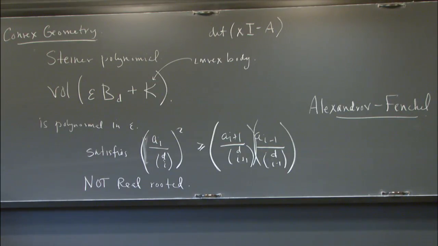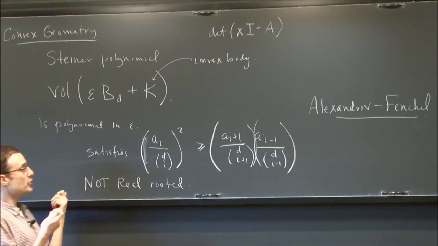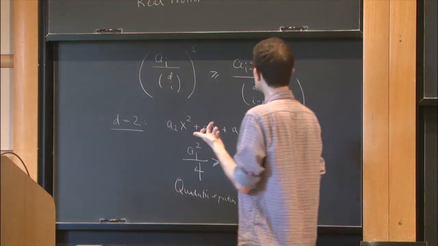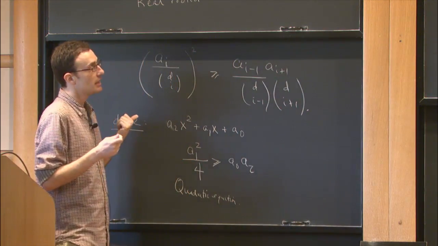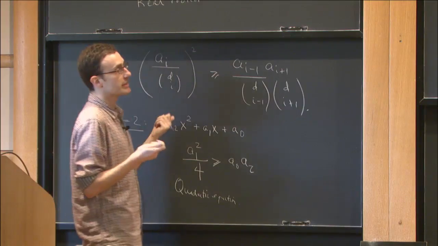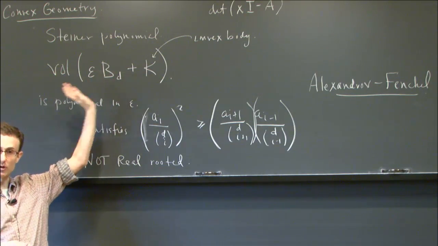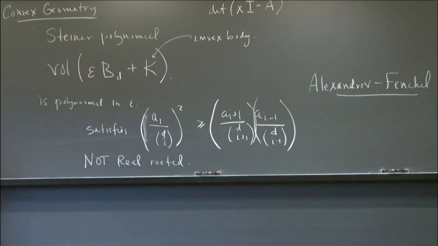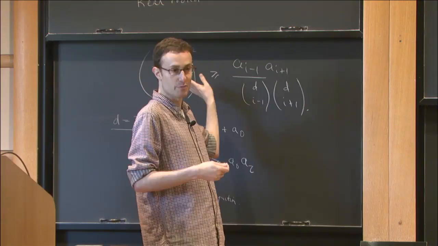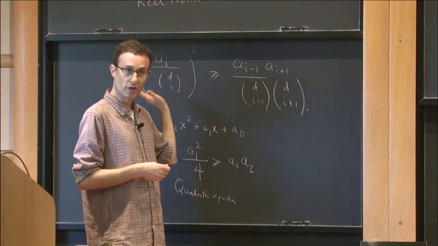So this gives you an idea of why you would want to even bother dealing with real-rooted polynomials. And the answer is, if the thing that you're dealing with really doesn't need all of the power that comes with Alexandrov-Fenchel or these convex geometry sorts of inequalities, then you're very much better off turning it into a real-rooted polynomial if you can do that.